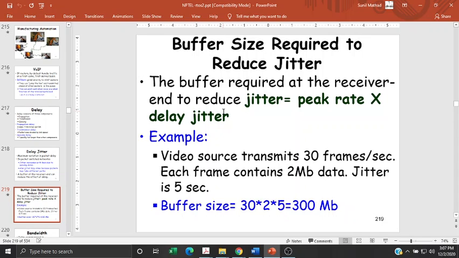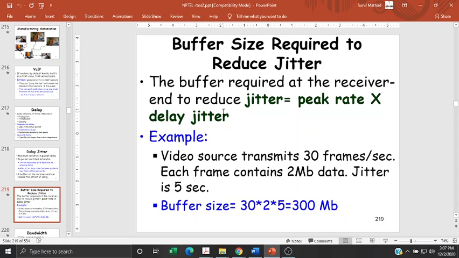So every second you are transmitting, because it's a video, 30 frames per second. Each frame contains 2 MB of data. So 30 into 2. So then jitter is 5 seconds. So there can be a difference in the arrival rates.